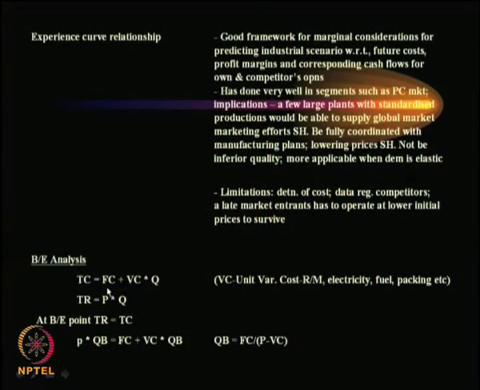The total cost is equal to the fixed cost plus the variable cost into the quantity produced, or the quantity which the company is able to really take out of its production lines. What will be the total revenue? The total revenue is the price charged into the number of units sold. So, this is the way it will be.